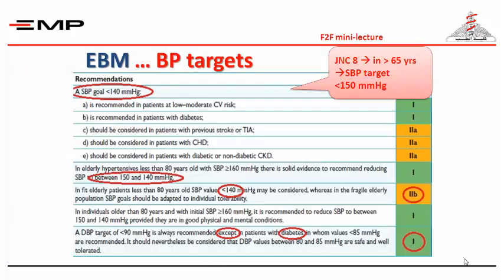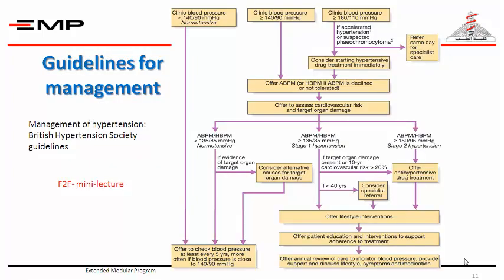This shows the guidelines for treatment of hypertension, and it will be explained in detail in the face-to-face mini lecture, but it shows you how the goals are set. The systolic blood pressure goal is less than 140 for non-elderly, and for the elderly between 150 and 140, and we will revise this in the face-to-face sessions. Also, to complete the guidelines for management, this flow chart will be explained in the face-to-face session.